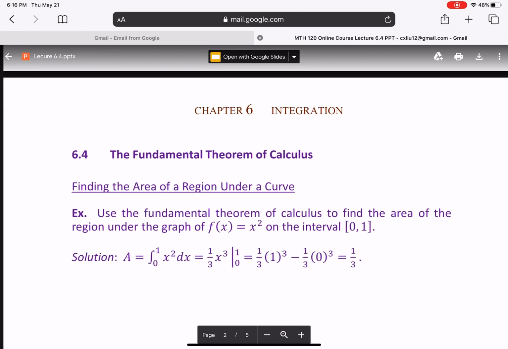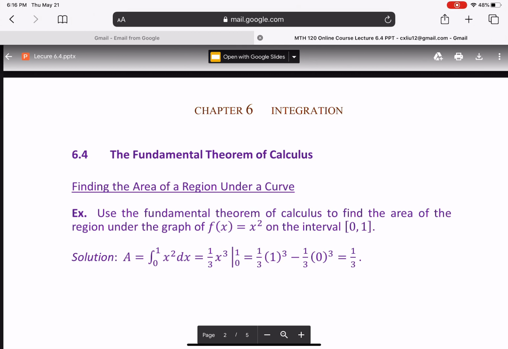And we know we can find the area of a region under the curve by using definite integrals. Let's repeat the same example we did last time to find the area of the region under the graph of f equals x squared on the interval from 0 to 1. We're going to use the fundamental theorem of calculus instead of going through the original definition.